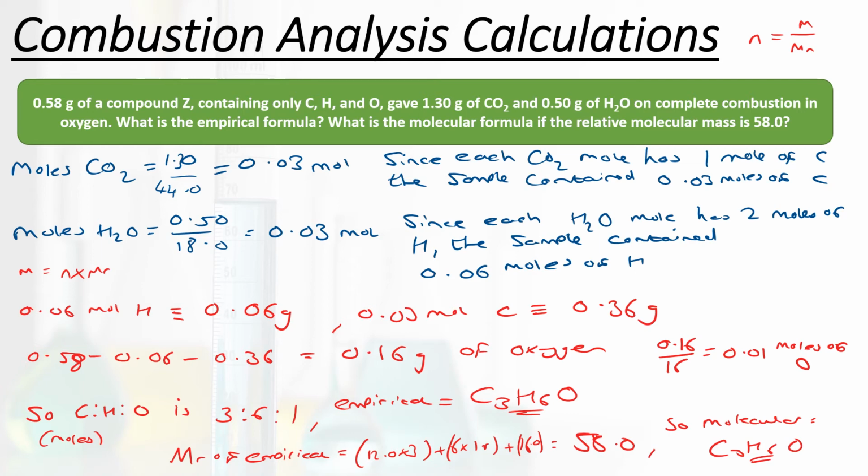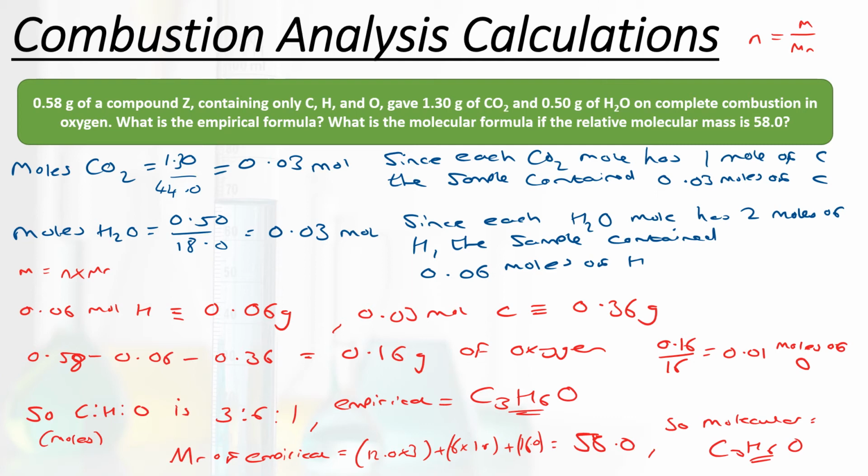And so if we do the 0.06 plus the 0.36, and then we take that away from the 0.58, we find that there's 0.16 grams missing from our combustion analysis, and therefore that must be the oxygen. So we can work out the moles of our oxygen, mass over Mr, to give us 0.01 moles of oxygen. So essentially we've ended back up at the same place, having worked out the moles of each element.